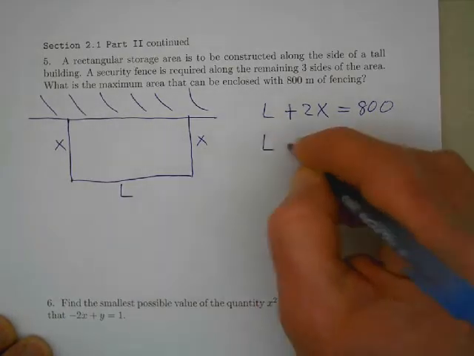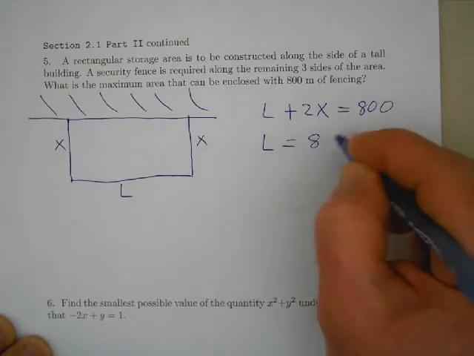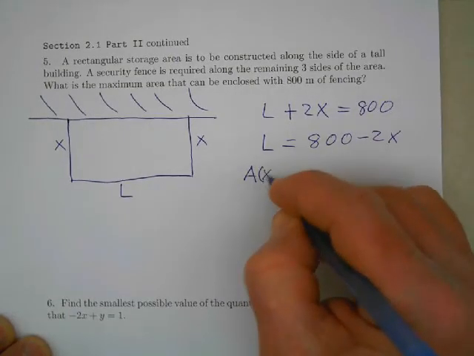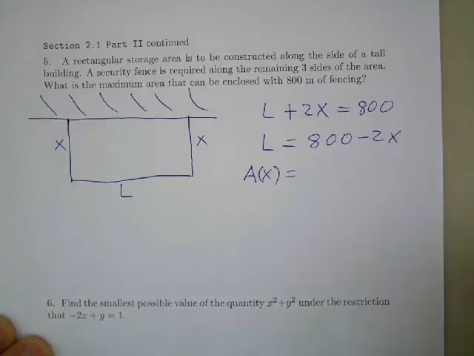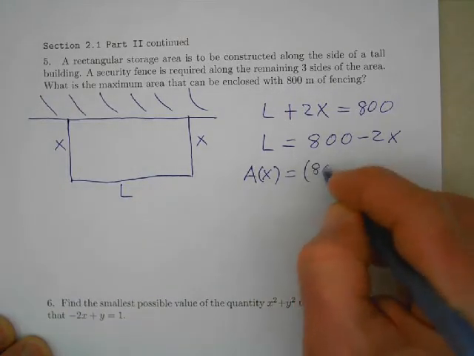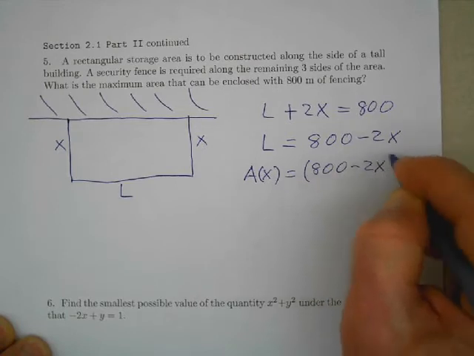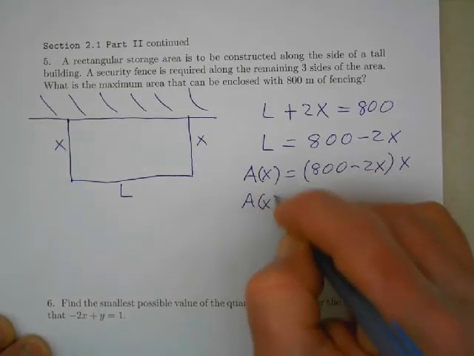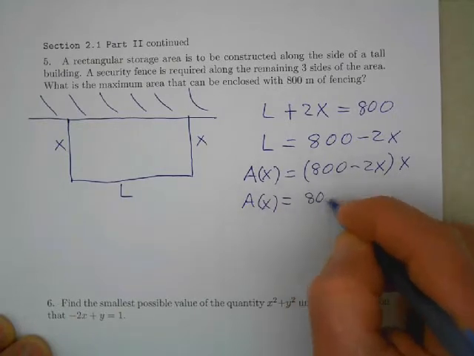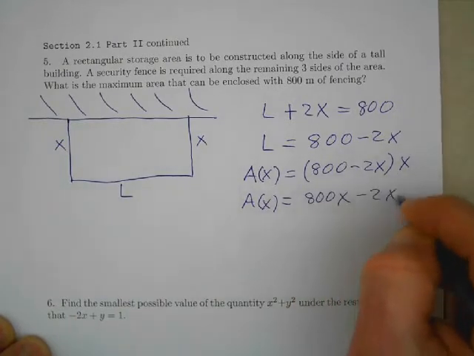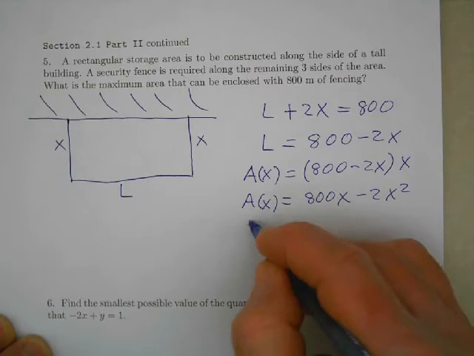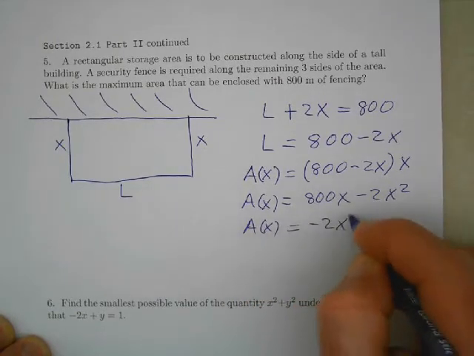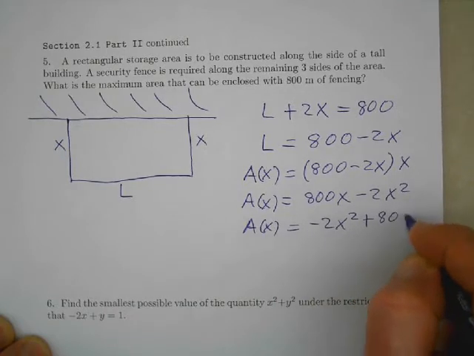So if we solve this for L, we get L equals 800 minus 2X. And then the area function is length times width, so 800 minus 2x times x, or A of x equals 800x minus 2x squared. If you want to put it in standard form, you can. A of x equals negative 2x squared plus 800x.